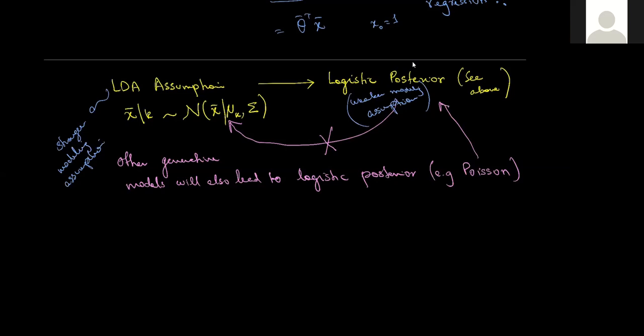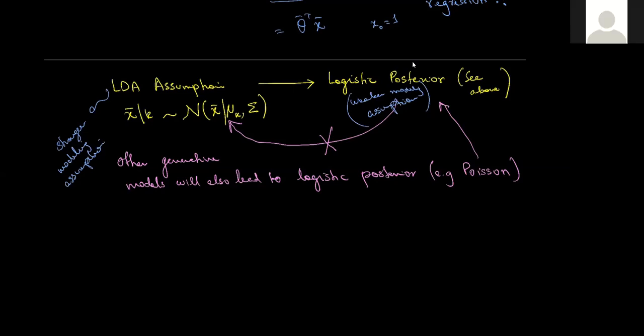Logistic posterior is going to be better in those cases in which there is a modeling mismatch. Let me lay out a scenario. You get training data and you use LDA modeling assumptions to find the decision boundary. If the actual data followed the LDA model, satisfying the LDA modeling assumptions, then the classifier boundary you get with LDA is going to give you better results compared to the one you get with logistic regression.